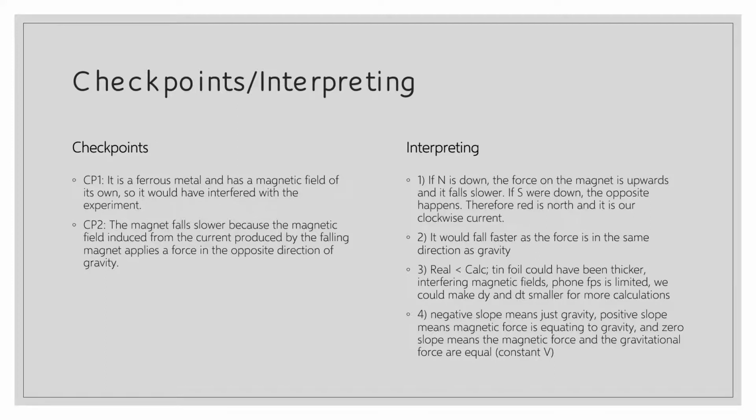So similar to if you're trying to approximate the area under a curve without doing an integral, the smaller sections you take, the closer you approach to the true value. So if we made those smaller, our error would have been less. And then, as discussed from the graph on the previous page, a negative slope means just gravity is affecting it. The positive slope means the magnetic force is equating to gravity and velocity is decreasing. Zero slope means magnetic force and gravitational force are equal, which equates to a constant velocity.